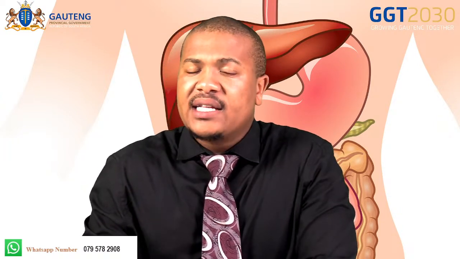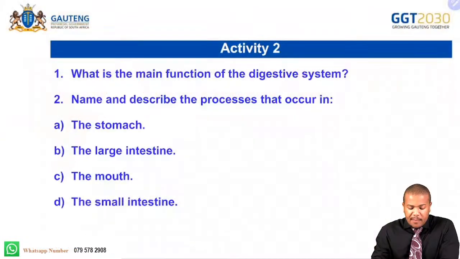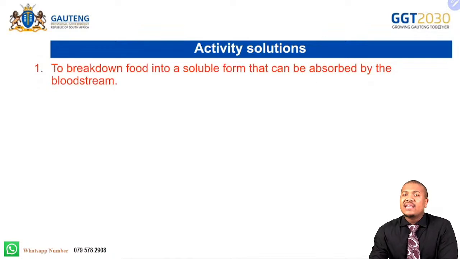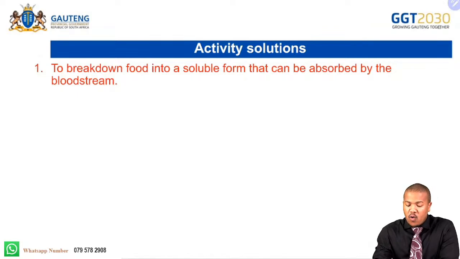Right, let's go through the solutions. But firstly, let's remind each other of the questions. Number one, what is the main function of the digestive system? Number two, name and describe the processes that occur in A, the stomach, B, the large intestine, C, the mouth, and D, the small intestine. Now, looking at our solutions, number one, the main function of the digestive system is to break down food into a soluble form that can be absorbed by the bloodstream.